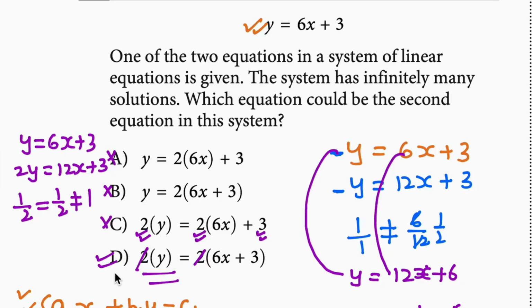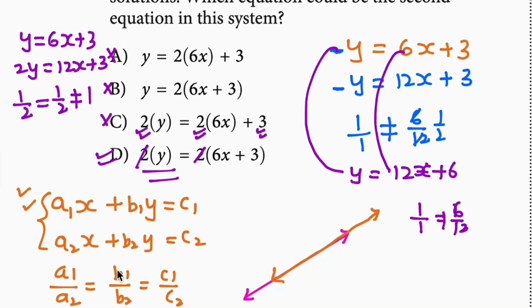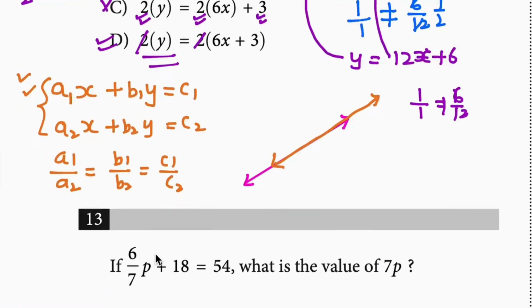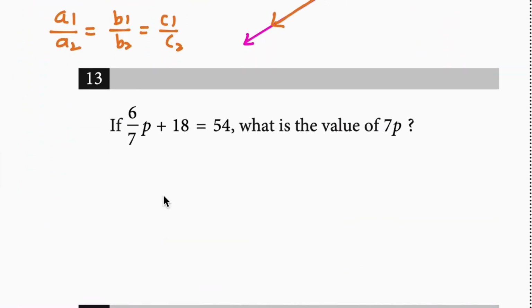So D is the right option. But even then, I just said the whole concept just to tell you the whole thing. This is kind of a privilege for me to tell the whole concept. Okay, question number 13. If 6 by 7p plus 18 is equal to 54, what is the value of 7p?